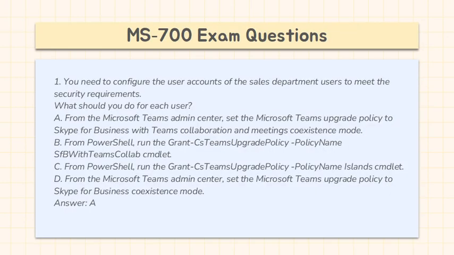1. You need to configure the user accounts of the sales department users to meet the security requirements. What should you do for each user? A. From the Microsoft Teams Admin Center, set the Microsoft Teams upgrade policy to Skype for Business with Teams Collaboration and Meetings Coexistence mode. B. From PowerShell, run the Grant-CsTeamsUpgradePolicy cmdlet with the policy name SfBWithTeamsCollab. C. From PowerShell, run the Grant-CsTeamsUpgradePolicy cmdlet with the policy name Islands. D. From the Microsoft Teams Admin Center, set the Microsoft Teams upgrade policy to Skype for Business Coexistence mode. Answer. A.